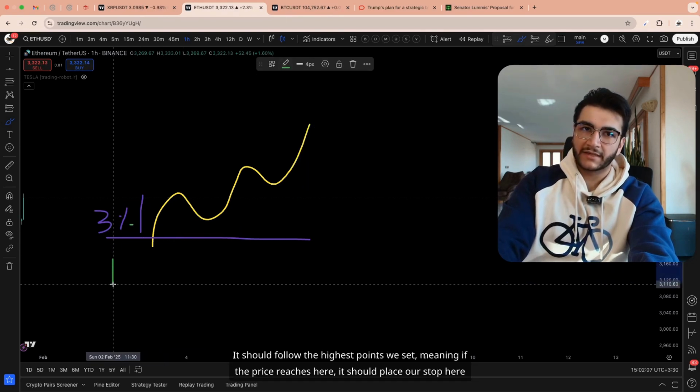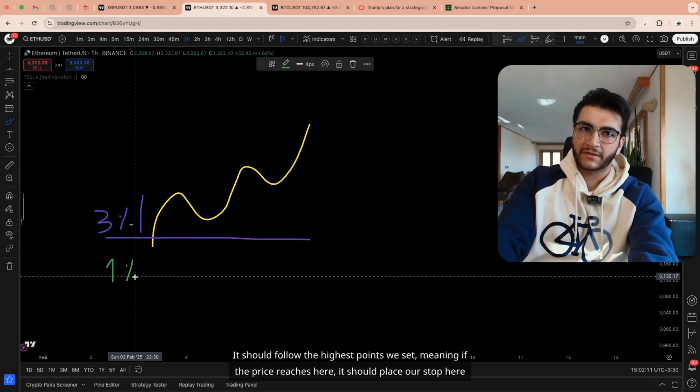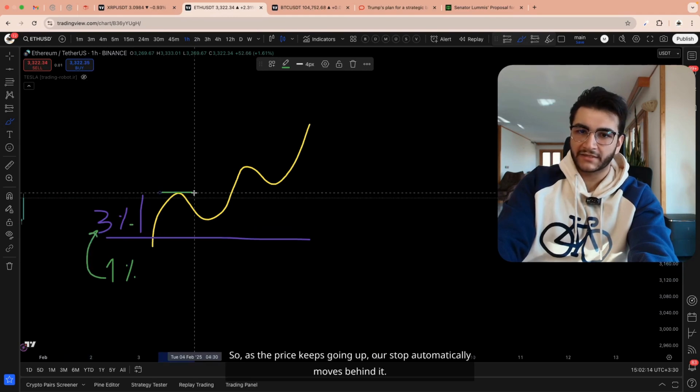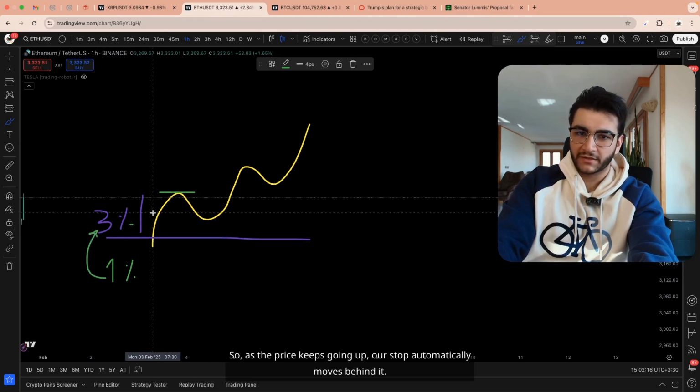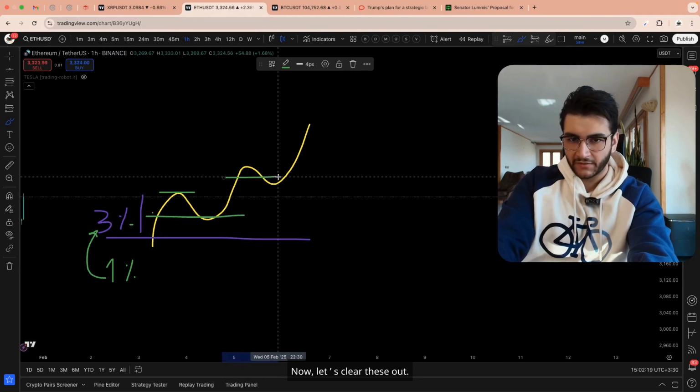It should follow the highest points we set, meaning if the price reaches here, it should place our stop here. If the price reaches this point, it should place our stop here. So, as the price keeps going up, our stop automatically moves behind it. They're just moving together. Now, let's clear these out.